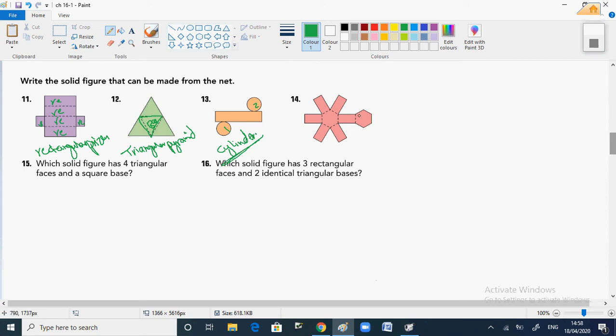Now here look, the base is 1, 2, 3, 4, 5, 6. I have two identical bases. That means it's a prism and depends on the base, hexagonal prism.